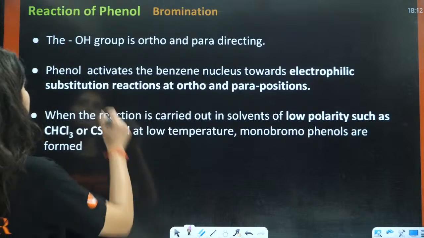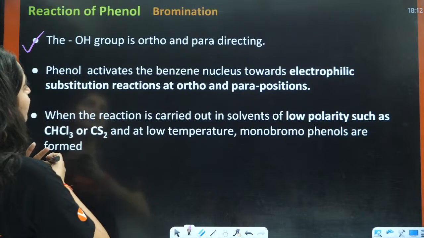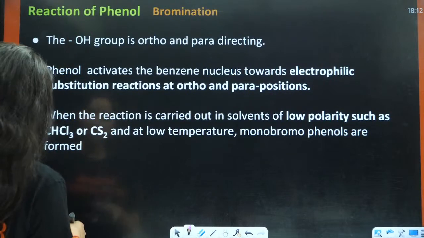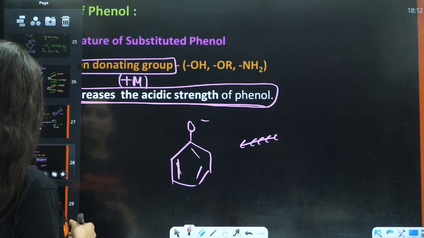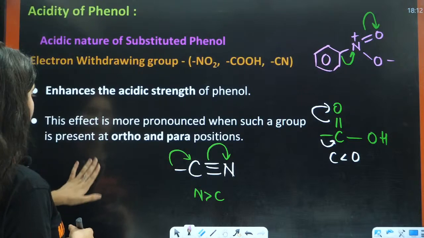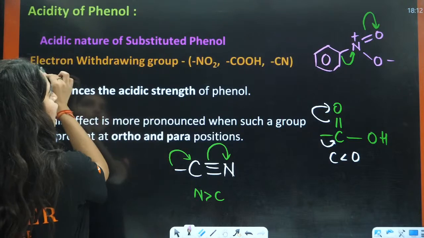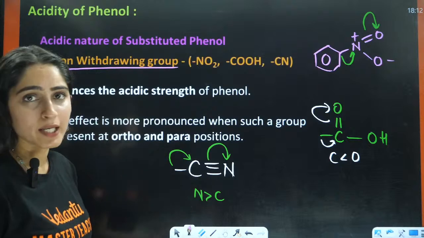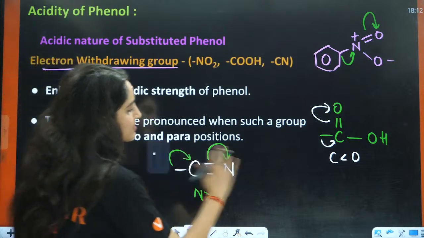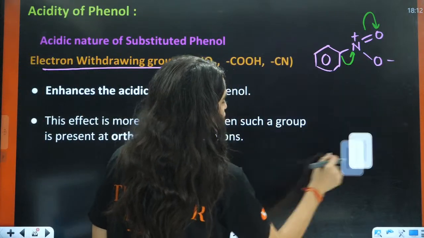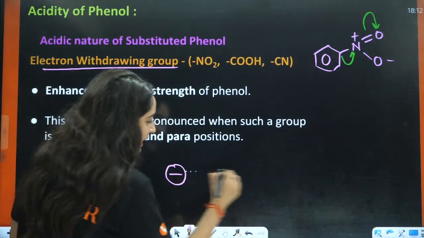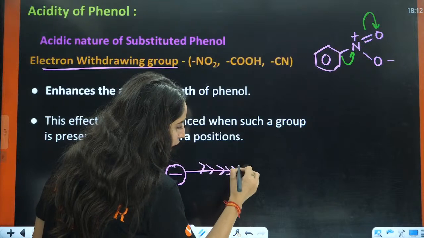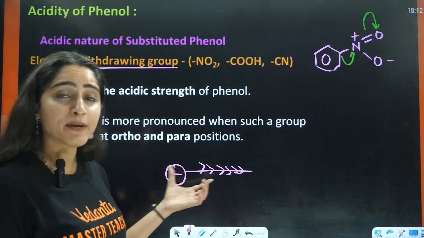Okay, now the next thing is the reaction of phenol. I think I have not written the electron withdrawing group here, I forgot. So, electron withdrawing group. For example, you have an electron withdrawing group. What exactly is an electron withdrawing group going to do? You have a carbanion. An electron withdrawing group means you are taking the stress out of it. The carbanion is negative.